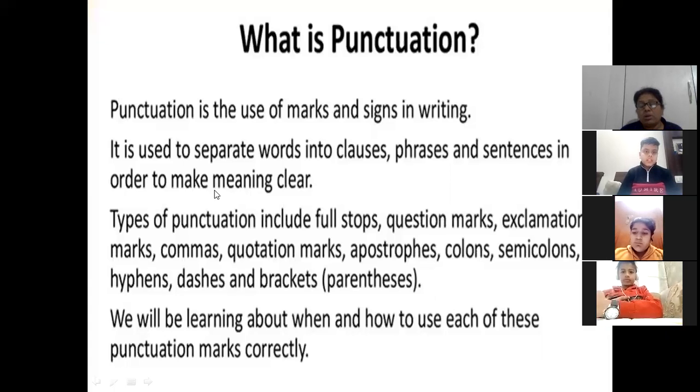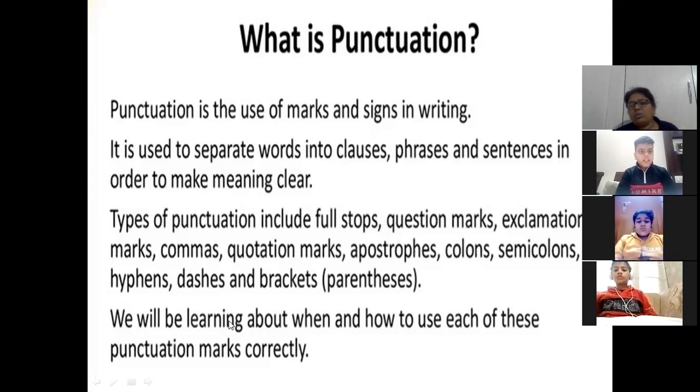Clauses are a group of words which makes complete sense or gives a clear meaning to us. While phrases, again, are a group of words, but the meaning is not clear. Now, different types of punctuation are full stops, question marks, exclamation marks, comma, quotation, apostrophes, colons, semicolons, hyphens, dashes, and brackets. These are different punctuation marks or signs. Now we will learn how to use each of these punctuation marks correctly.